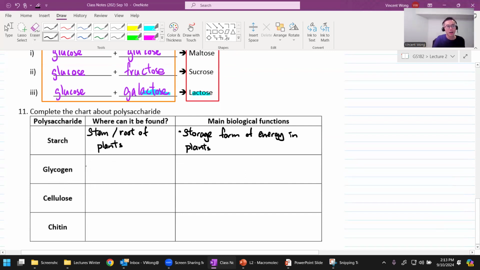Glycogen, where can you find glycogen? In the body, where do you find it? Liver and muscle? Exactly. In the muscle, liver of animals. And that would be a storage form of energy in animals.